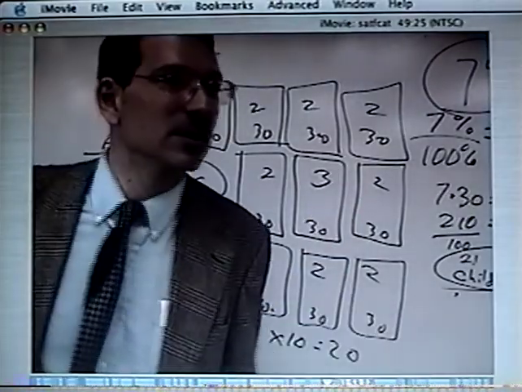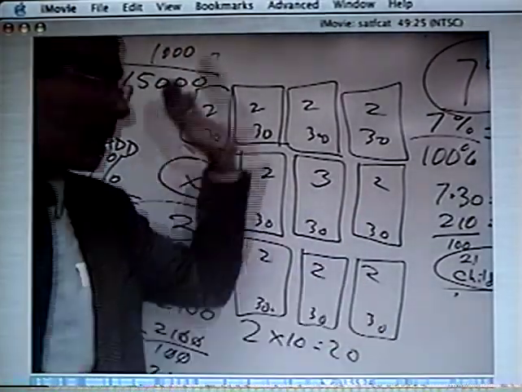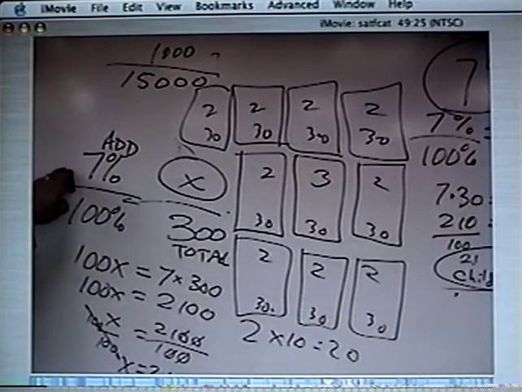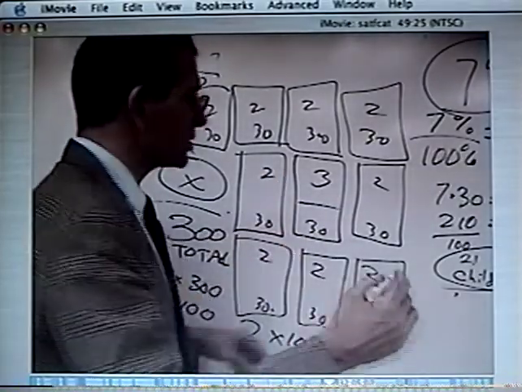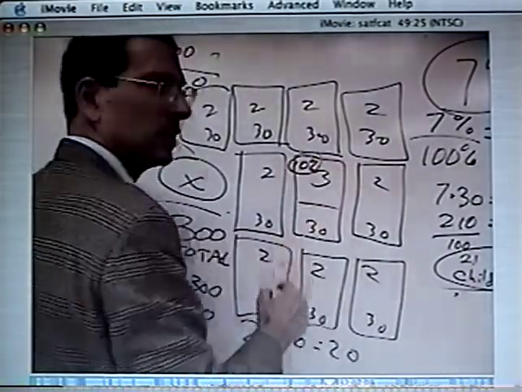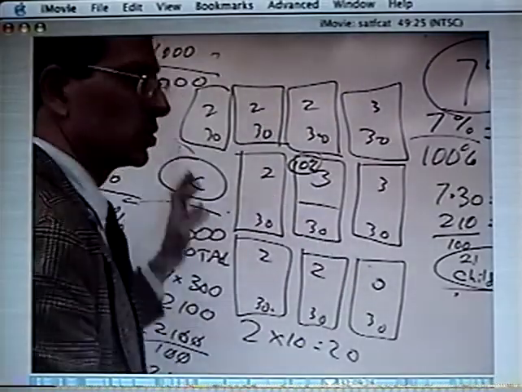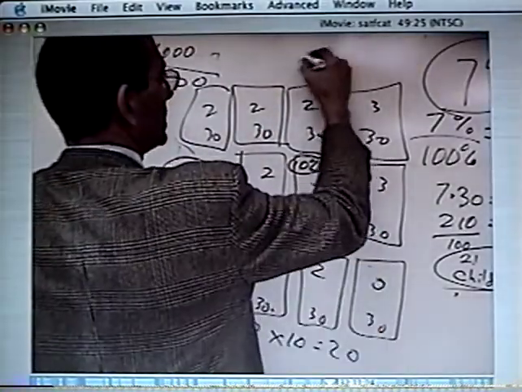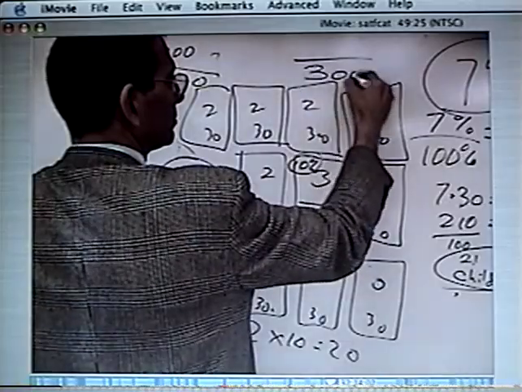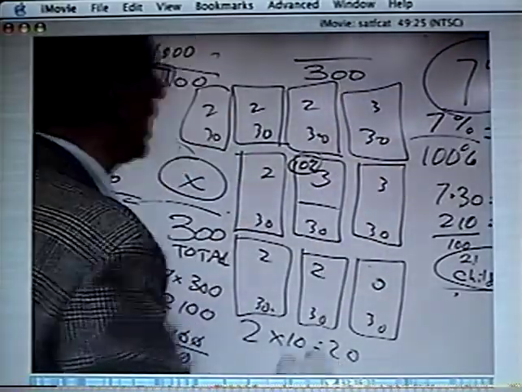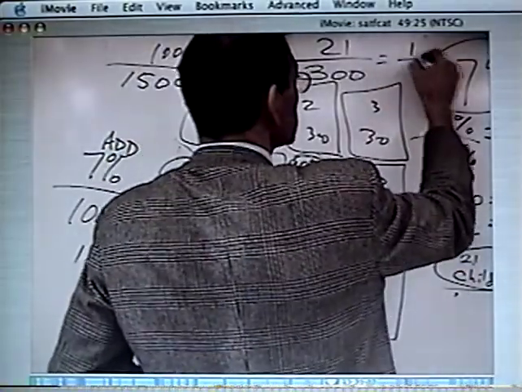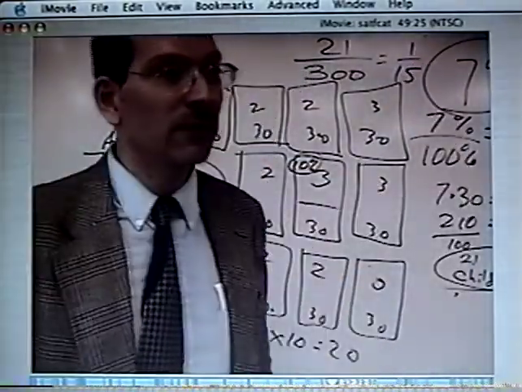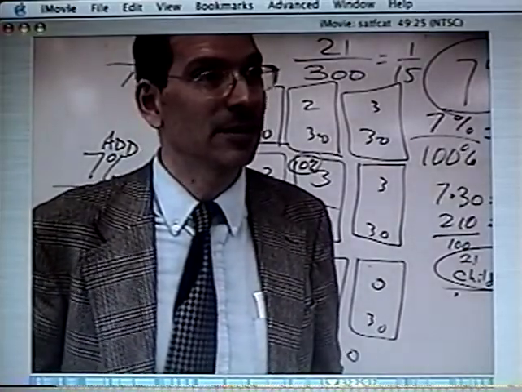It's probably what happens. One classroom, on average, it's 7%. On average. But this classroom has 3 out of 30. They just happen to have 10%. So on average, how many students are there? 21 out of every 300, which equals the 1 out of 15. It's kind of weird to say that.